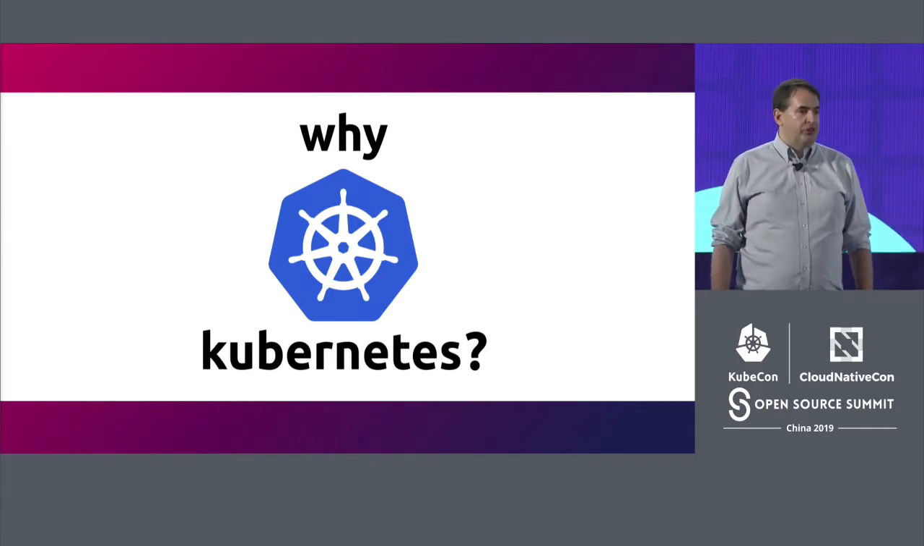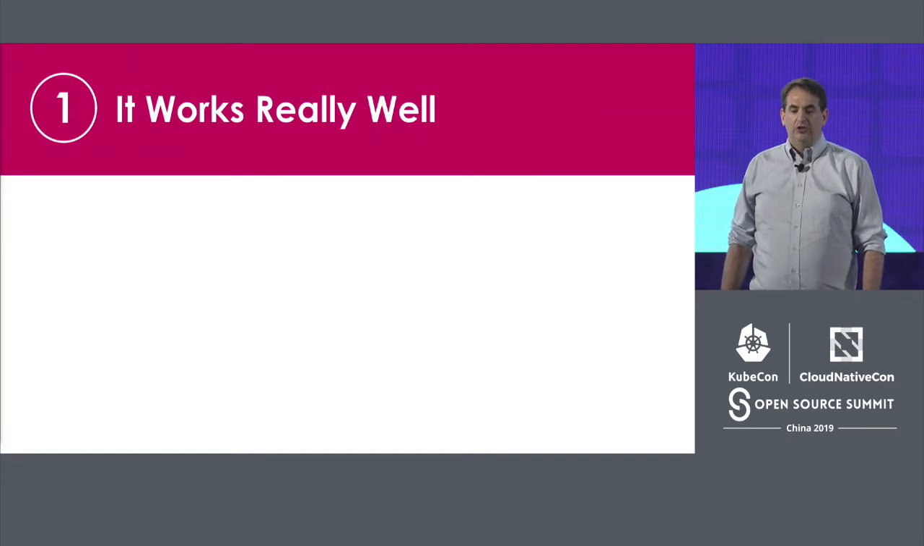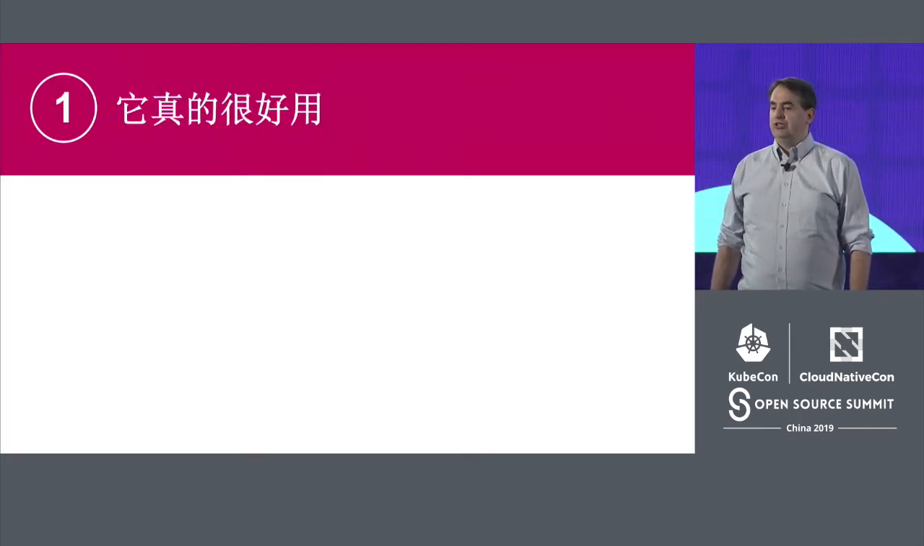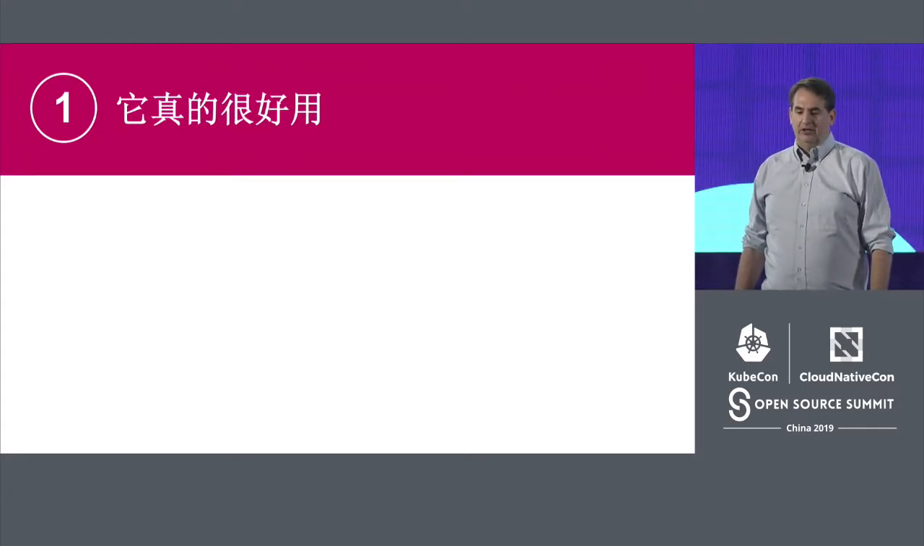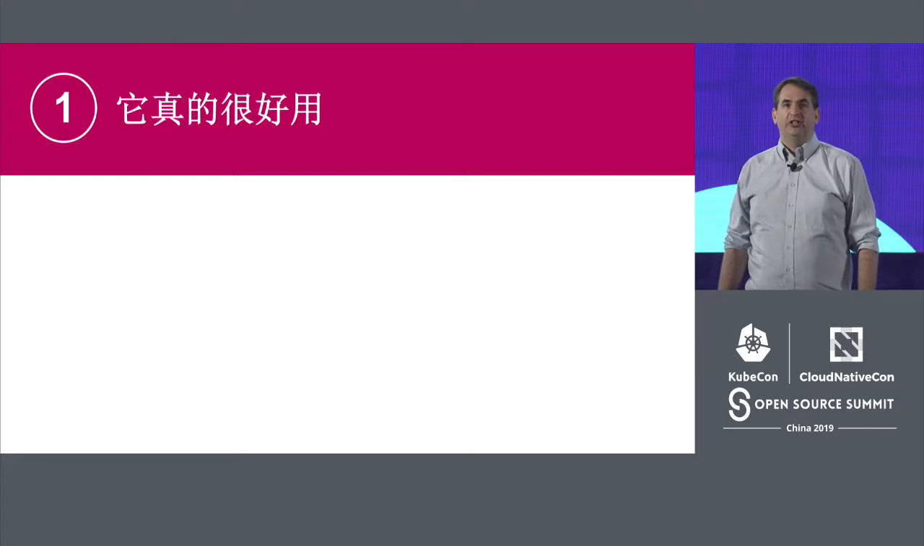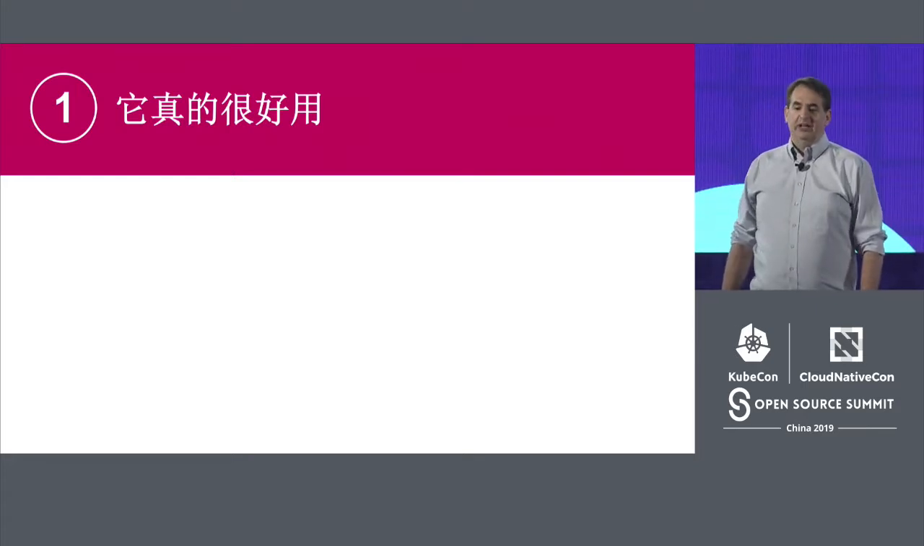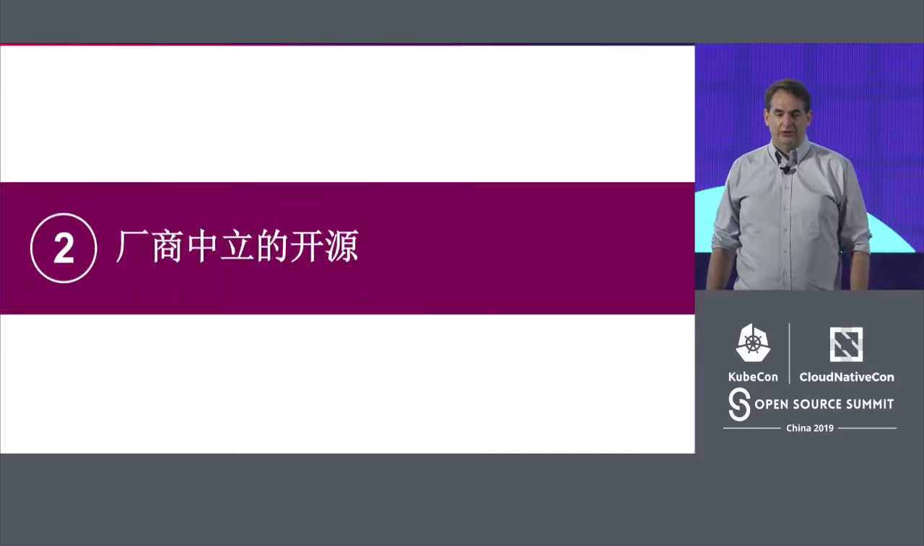In my view, there are 3 main reasons. Number 1, it works really well. Kubernetes was not just built on a decade of learning within Google from Borg and Omega, but has now also incorporated key architectural ideas from Red Hat, Huawei, and dozens of other companies.